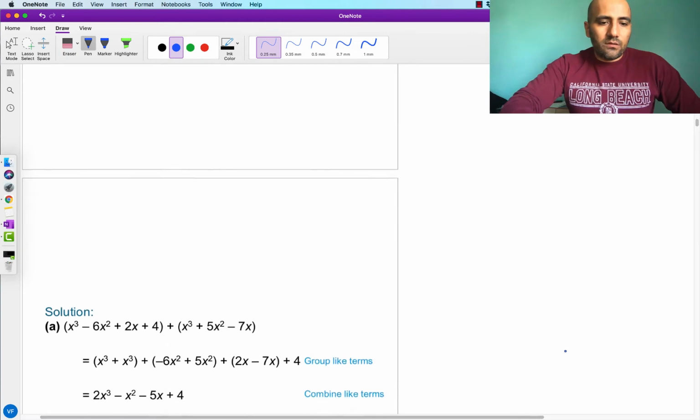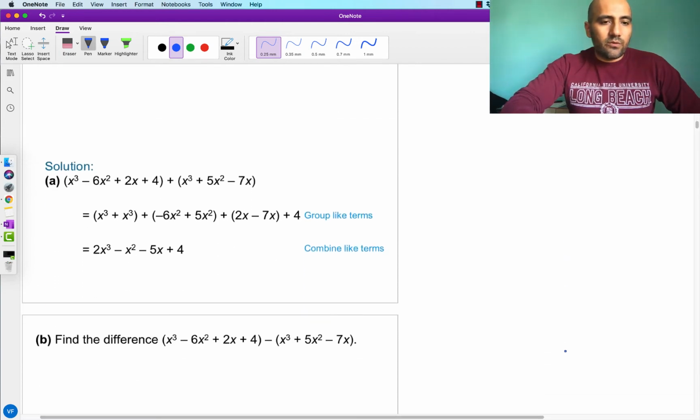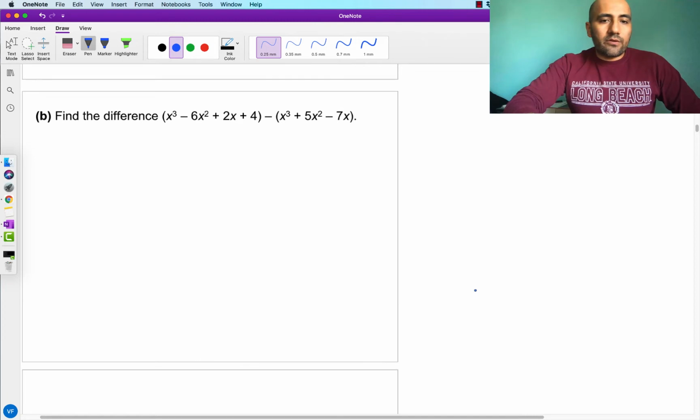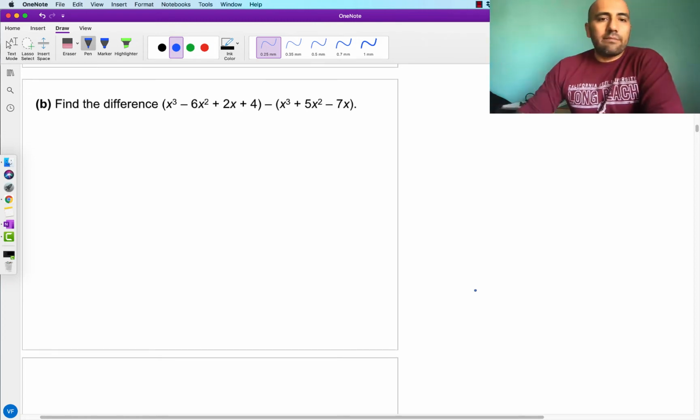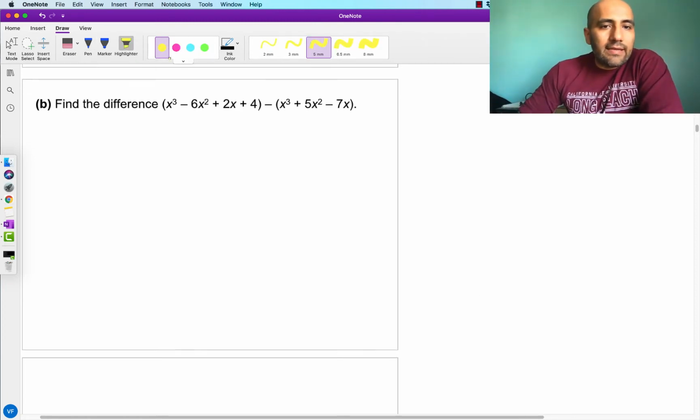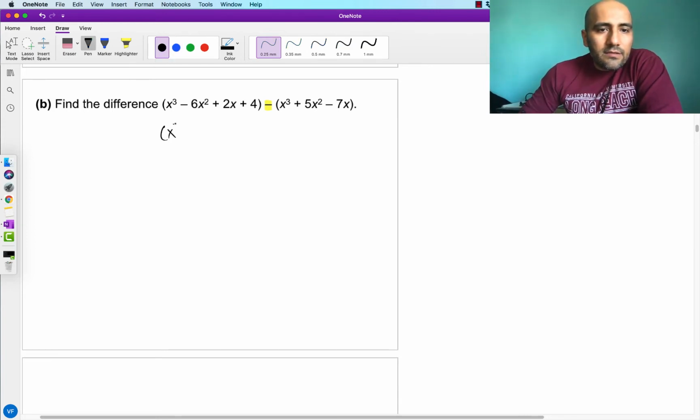Let's do another one. Oh, here's what the author did. Hopefully they pretty much matched us. Okay, same thing. Here's another example. And this time note that we do have a negative here. Okay, so now we know that this is technically, copy it again, x cubed minus 6x squared.